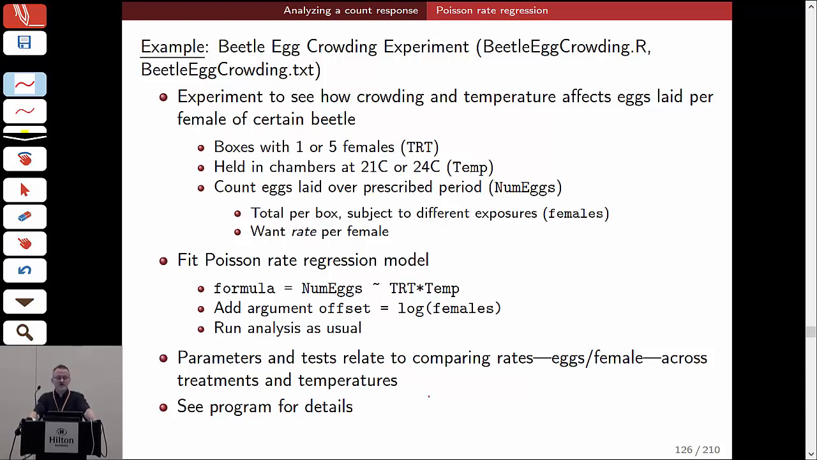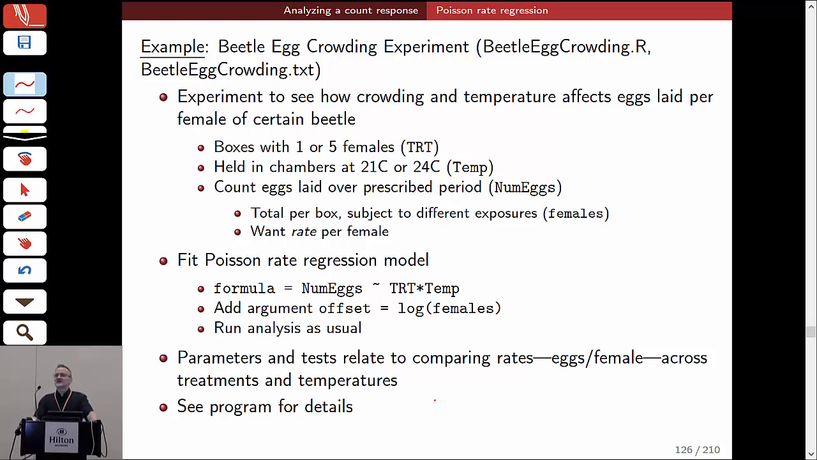So he did an experiment to see how crowding and temperature affect eggs laid per female of a certain kind of beetle. Notice that the question he's asking is explicitly a rate question, eggs per female. And the way you get crowding is by making these little plastic boxes, and putting in a female, or putting in 5 females in the same amount of constrained area. So he had either 1 or 5 females, and then these boxes were held in temperature chambers at either 21 or 24 degrees, and then he would count the eggs over a prescribed period of time.